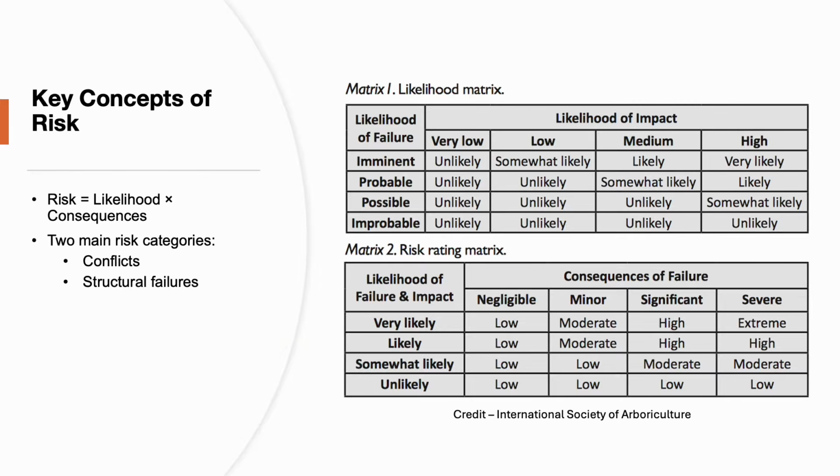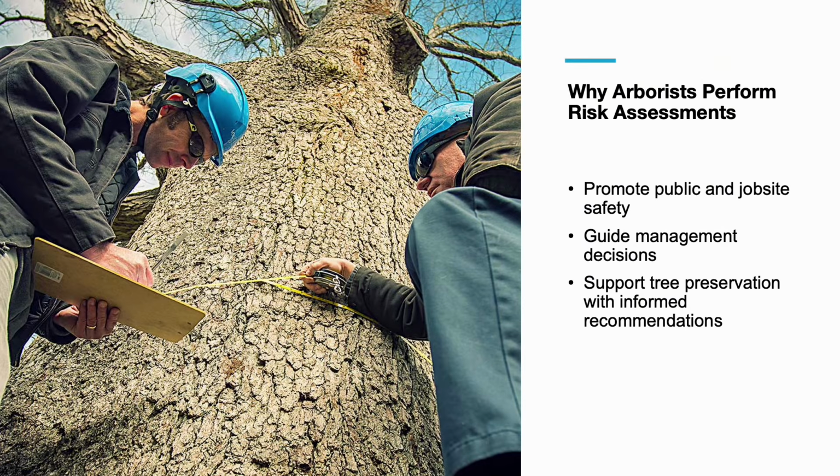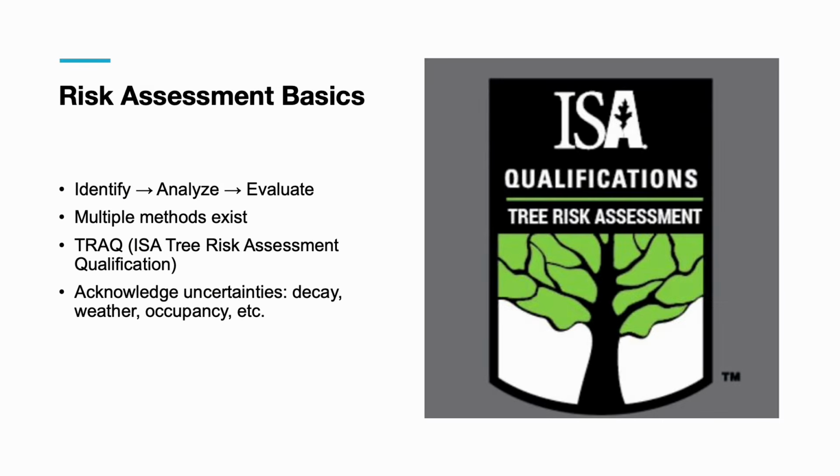In tree care, the biggest risk comes from structural issues, branches breaking or trees falling, for example. Arborists assess risk to keep the public safe, protect workers, and help tree owners make informed decisions. When done well, a risk assessment can help preserve trees by identifying and managing risks early, rather than just removing the trees unnecessarily. There are a few different systems arborists use to assess risk, but they all involve identifying hazards, analyzing conditions, and evaluating the consequences.